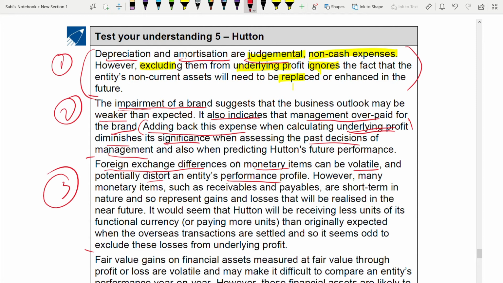What are the monetary items? Like receivables and payables. You can break down that monetary items further to describe more specifically. You see, it's an open-ended question. The question was, discuss why just an additional performance measure will not be useful. This additional performance measure is made up of much information like depreciation, amortization, impairment of debt, foreign exchange differences, fair value gain on financial assets. Each of these you're breaking down and then explaining.